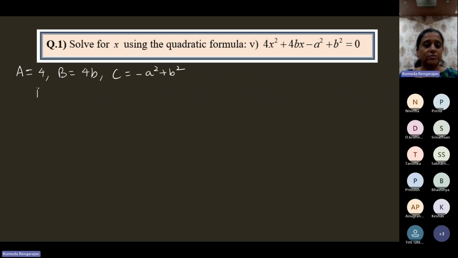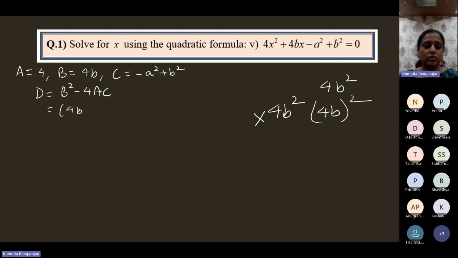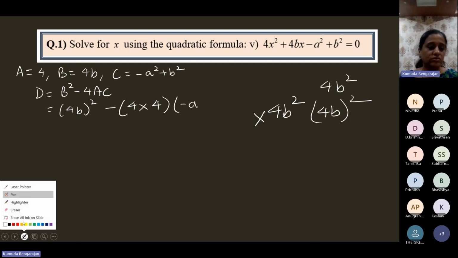Now first we'll find the discriminant d, which is b square minus 4ac. B square is not like this. The whole of b should be squared. So 4b, the whole square, minus 4 into a into c. C is minus, you can use the brackets like this.